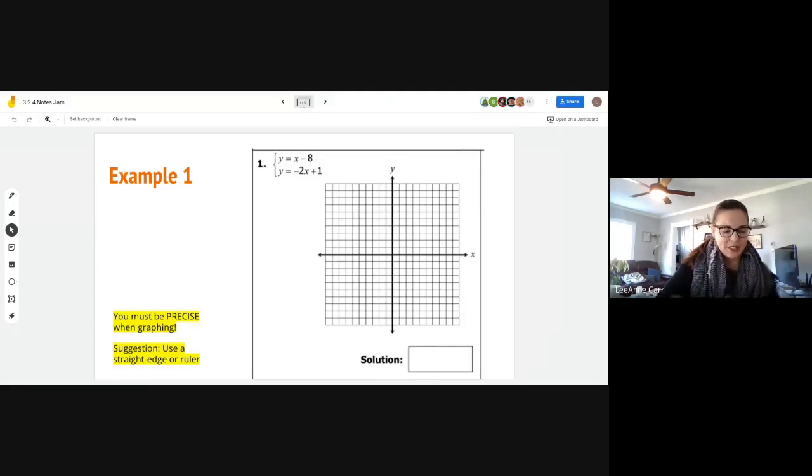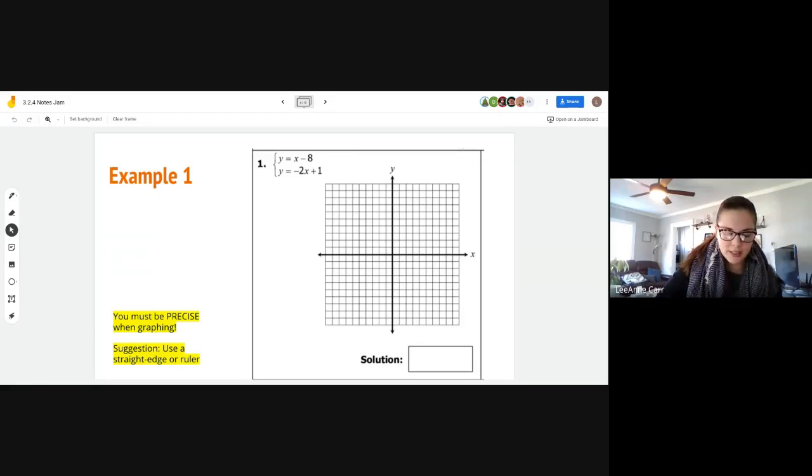Now, as we're graphing today, it's super important, you'll notice I have it highlighted down here, that we're precise today. So my suggestion to you, if you have a ruler, that's awesome. If not, just get something with a straight edge. I'm just going to use this notepad and use the side of it as my straight edge today. The more precise you are, the better in this situation.